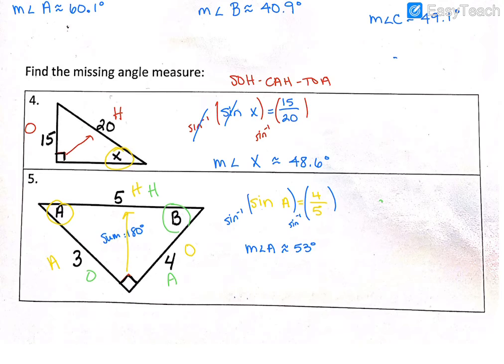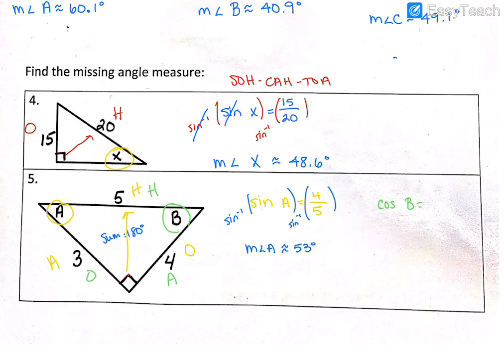Okay. Maybe you want to use cosine now. Maybe you want to use cosine of B. It doesn't matter which trig function you use because you have all O, A, and H. It gave us all three sides of the triangle. And if it didn't give us all three sides, you could always use Pythagorean theorem to find the third side of a right triangle. That's what we learned in 8.1.